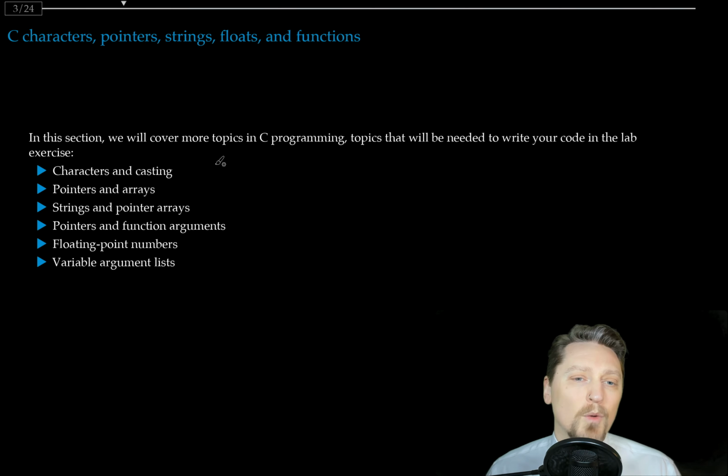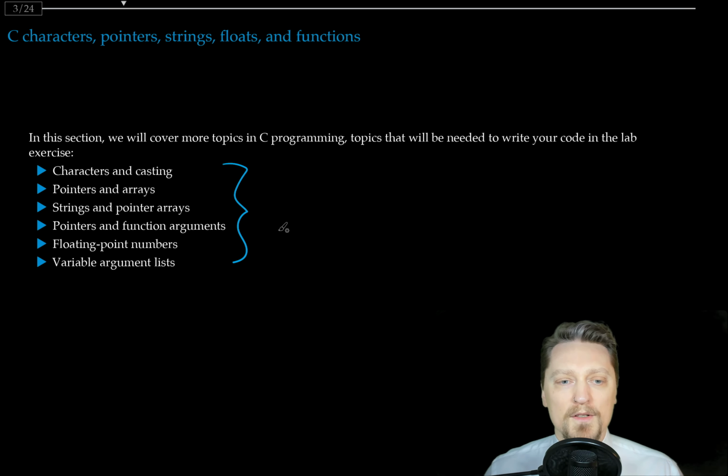In this section, we will cover more topics in C programming, topics that will be needed to write your code in the lab exercise. These are the topics that we'll cover: characters and casting, pointers and arrays, strings and pointer arrays, pointers and function arguments, floating point numbers, and variable argument lists.